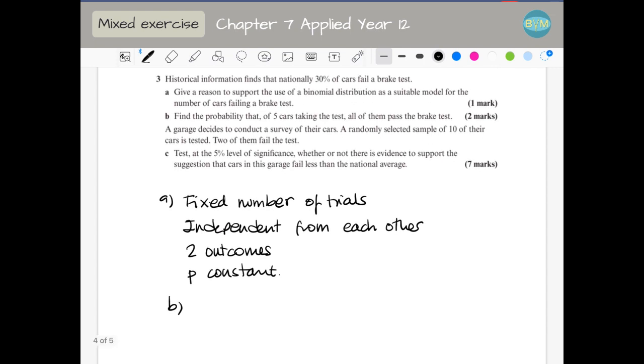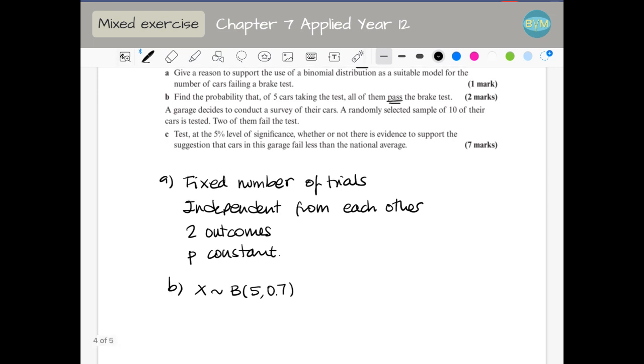Find the probability that of 5 cars taking the test, all of them pass the brake test. Be careful because here they say fail and here they say pass. So the probability of failing the test is 0.3, but then the probability of passing the test is going to be 0.7. So we can consider this a binomial. We are checking 5 cars and the probability of passing the test is 0.7.